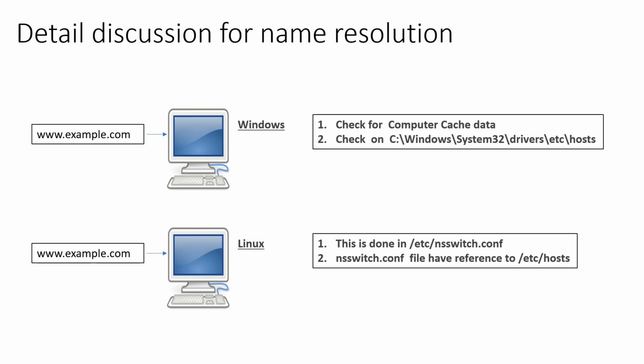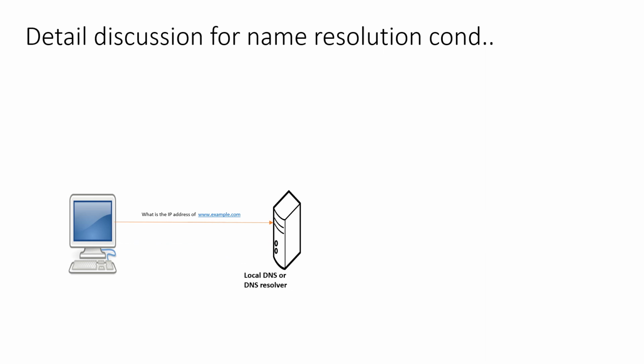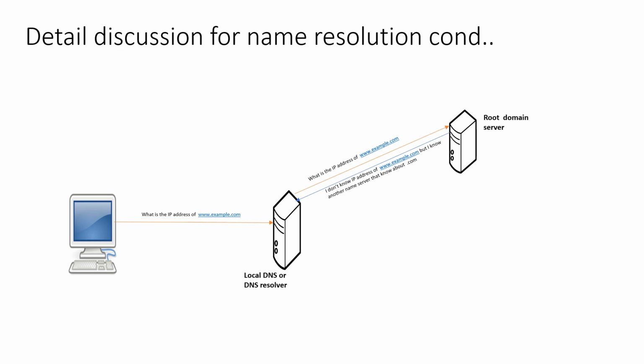If the IP record is not available in either of the two locations, the system will ask my local DNS server or DNS resolver. The system will ask the question, what is the IP address of www.example.com? The DNS resolver, or local DNS server, takes the query and asks the root domain server. The root domain server is actually a set of name servers that only know about the last part of the domain, such as .com, .edu, .org, and so on. The root domain server will return a reference to another name server that knows about .com.